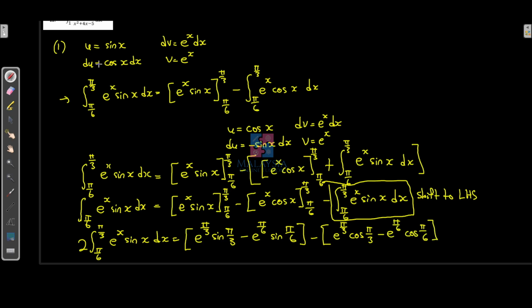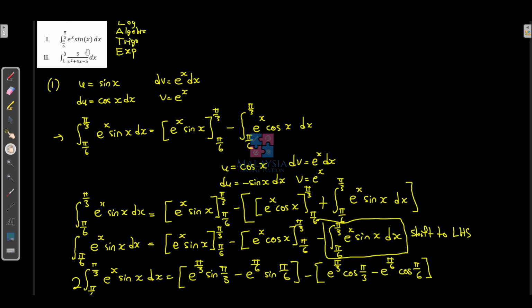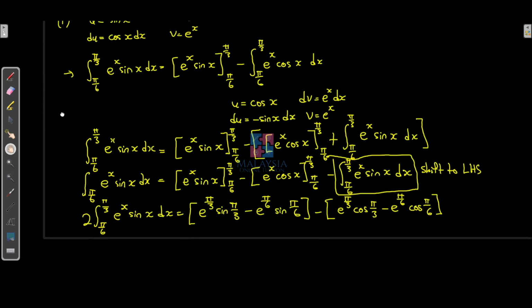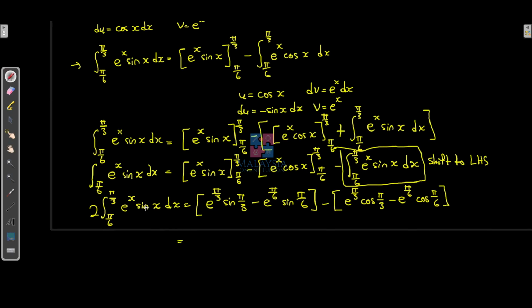Okay. Remember, they want the exact value, right, just now? They want the exact value. So remember to give the answer in exact value, okay? So then we can shift the 2 to the right-hand side. So that's going to become 1 over 2 of everything that we have here.